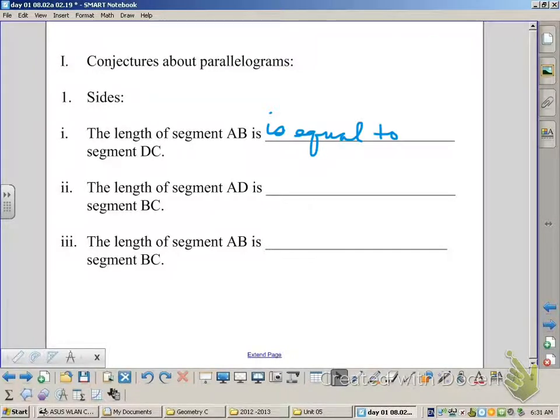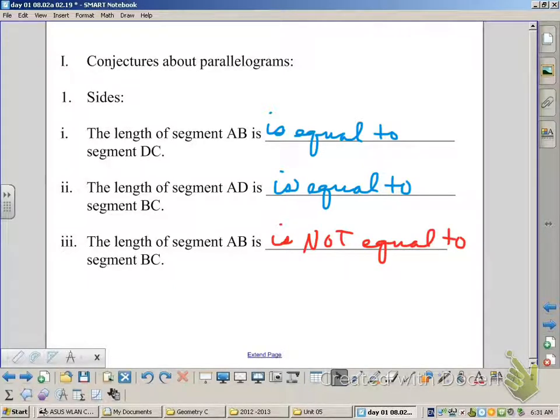How would you compare the length of AD to segment BC? They should be equal as well. But how about AB to the side next to it, the consecutive side, side BC? Those are not equal. So which sides in the parallelogram are equal? That's what we need to think about as we make our conjecture.